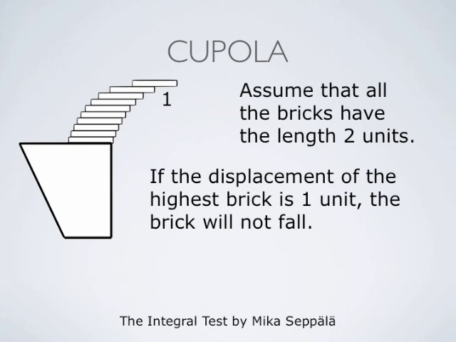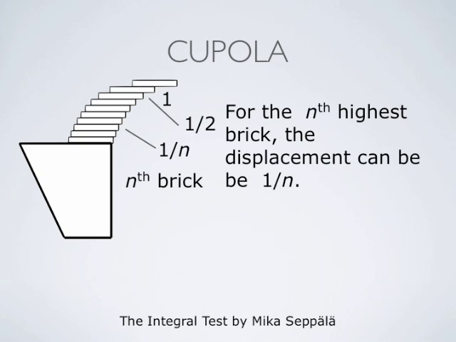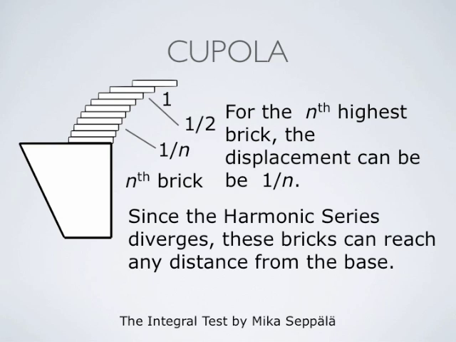Now, if you compute the center of the gravity of the 2 highest bricks, you observe that the displacement of the second brick can be 1/2. And for the nth brick, the displacement can be 1 over n. So this cupola will reach a large distance to the right, because the harmonic series diverges. These bricks can reach any distance from the base. This is useful when building buildings that need to support themselves.